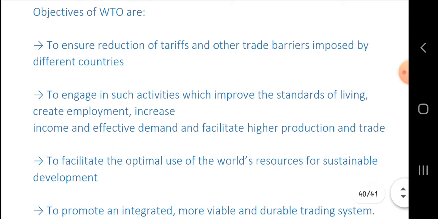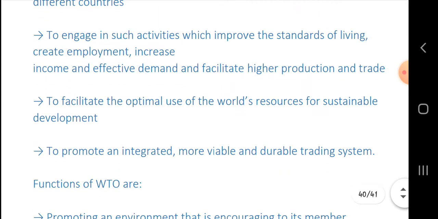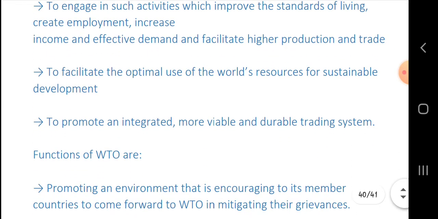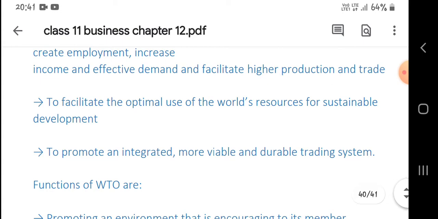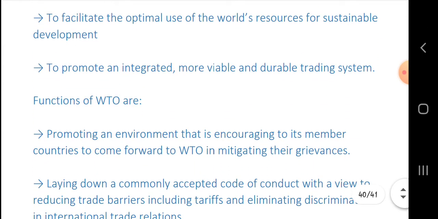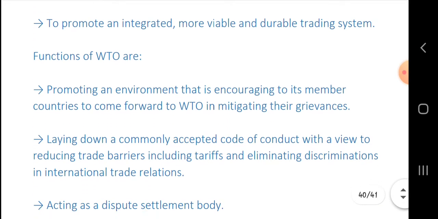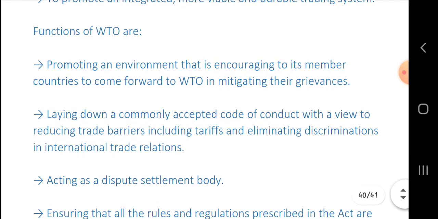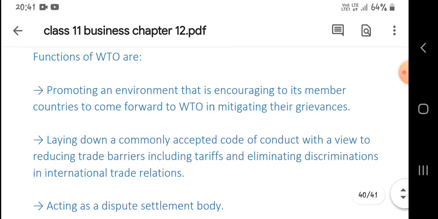The objectives of the WTO are to ensure the reduction of tariffs and other trade barriers imposed by different countries, to engage in activities which improve the standard of living, create employment and increase income, to facilitate the optimal use of the world's resources for sustainable development, and to promote an integrated, more viable and durable trading system.